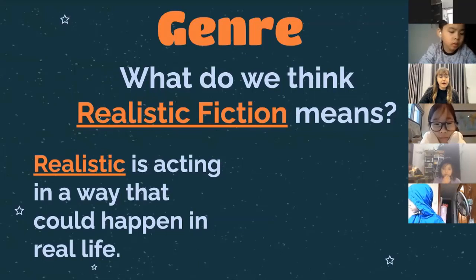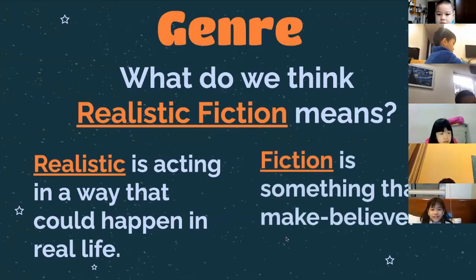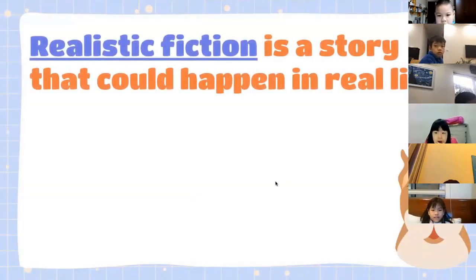So we can break up the word into realistic and fiction. So realistic is something that could happen in real life. And then fiction is something that is make-believe. We've read fiction stories before. Fiction, remember, is fantasy or make-believe. So if we put these two words together, realistic fiction, it's a story that could happen in real life. So it's fake. It's not something that actually happened, but it could happen. It's very realistic. This is a story that could potentially happen in real life, but it didn't. So it's a fiction. It's make-believe, but it's very real-like.